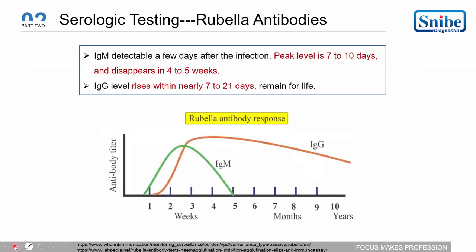So if we go to serological testing for the rubella antibodies, you know that there are two antibodies, IgG and IgM, and they need to be checked during the first and second trimester of pregnant women.